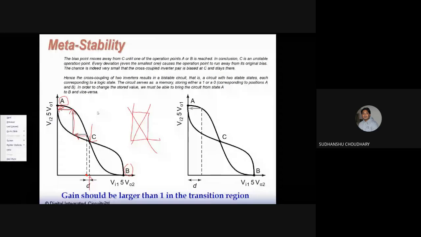Now this point C, that is bias point C, will move either to A or B, because C is an unstable operating point. A very small deviation from C, which may be caused by noise also, and this bias point can reach either A or B after some time. It can never stay at this point. That is why it is called a bistable circuit. It has only two stable states, either 1 or 0.